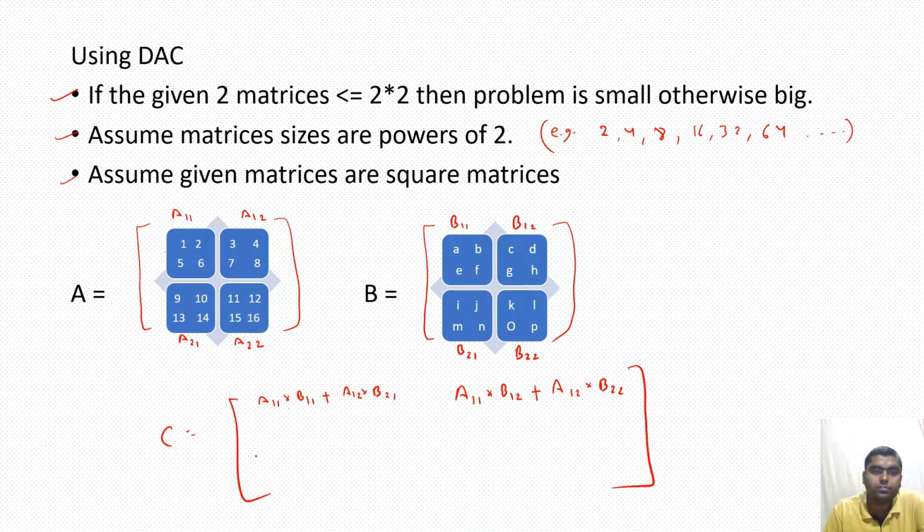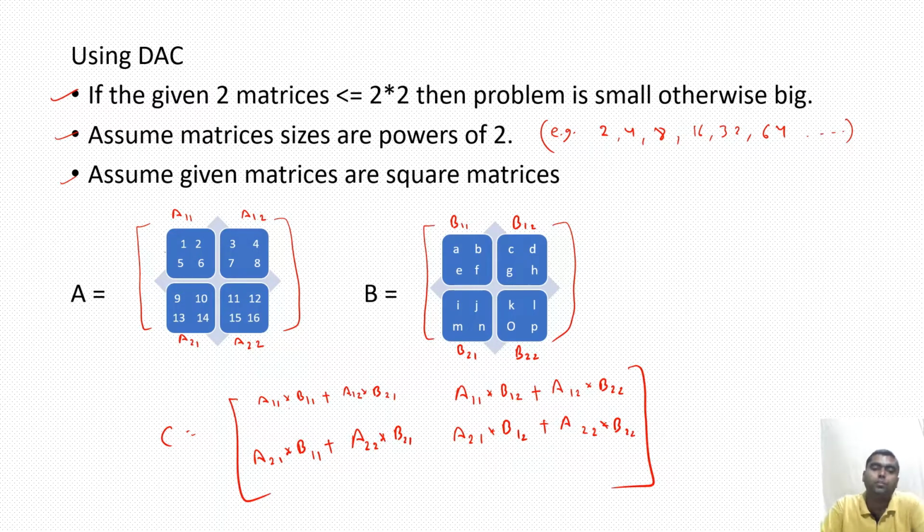Second row, first column: A21 multiplied by B11 plus A22 multiplied by B21. And again, second row and second column: A21 multiplied by B12 plus A22 multiplied by B22. So this is finally the answer.